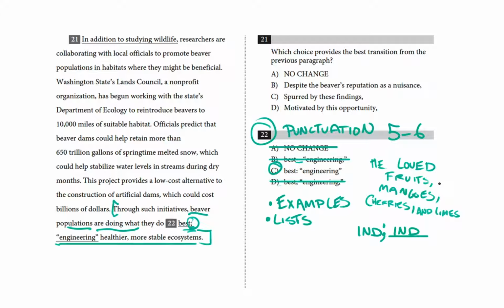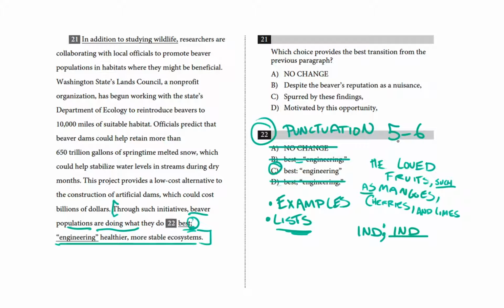But you could also use an introductory phrase like "such as." "He loved fruits, such as mangoes, cherries, and limes." What would not be appropriate is a colon or a semicolon. "He loved fruits: such as mangoes, cherries, and limes." This is redundant. It's unnecessary. So be on the lookout for words like "such as," specifically as it deals with colons and lists.